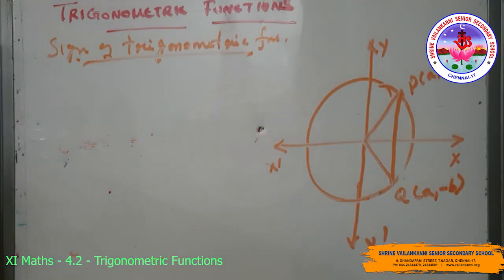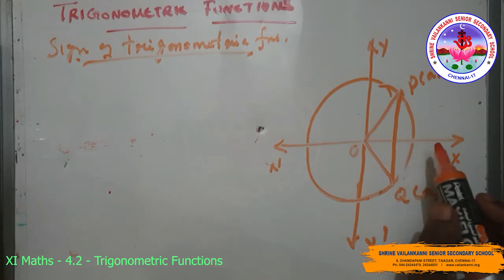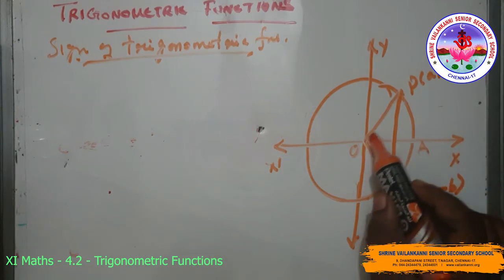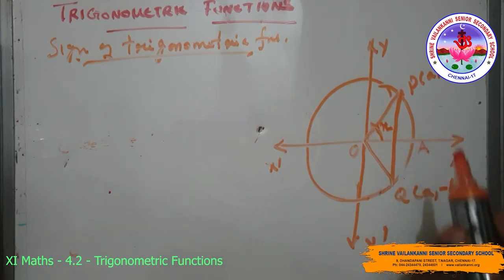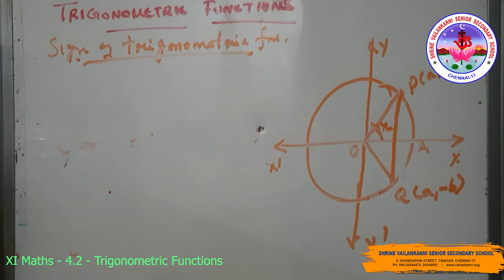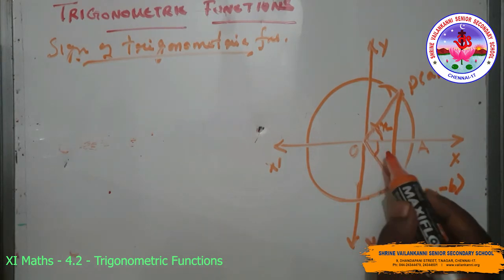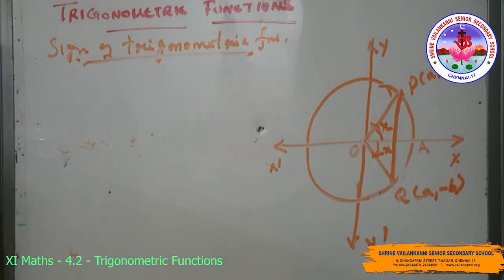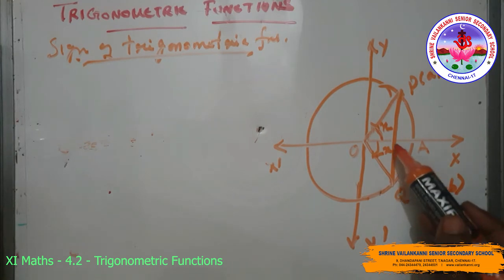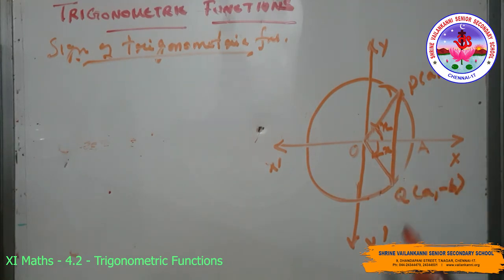So the next topic is sign of trigonometric functions. Let P be any point with coordinates a comma b, which is a point on the unit circle with center at the origin, such that angle AOP is equal to x. It revolves in the anti-clockwise direction, so it's positive x. And angle AOQ is minus x, which revolves in the clockwise direction, and the point Q will be a comma minus b. So it's along the y-axis, so it's minus b.